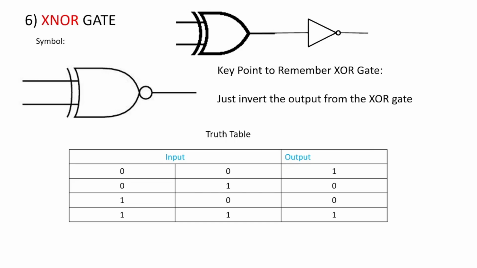This is the XNOR gate. It has an XOR gate connected to a NOT gate. The truth table will be easy to remember if you know the truth table for the XOR gate. You just need to invert the outputs of the XOR gate and you'll get the outputs for the XNOR.